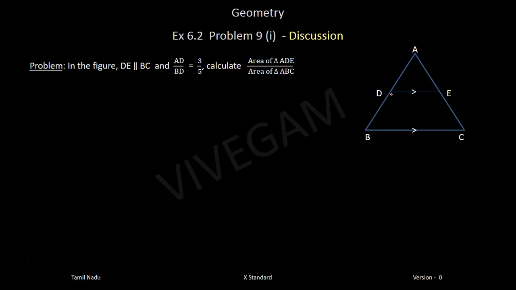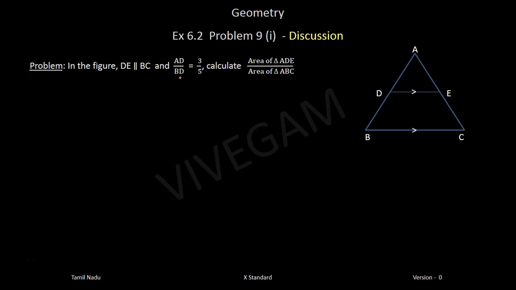So, DE is parallel to BC, right? And AD by BD equal to 3 by 5. And we are asked to find the area of this triangle ADE and triangle ABC. Okay, so this is the problem.